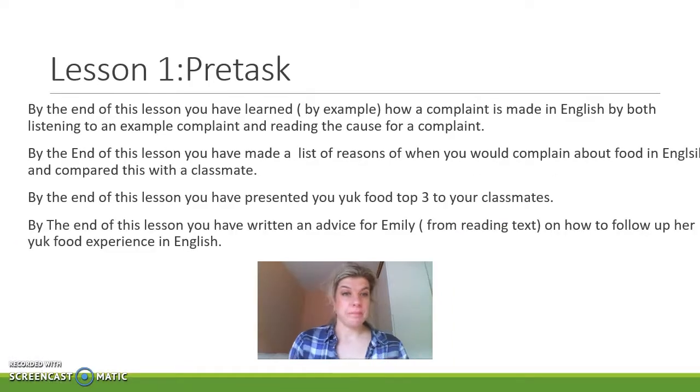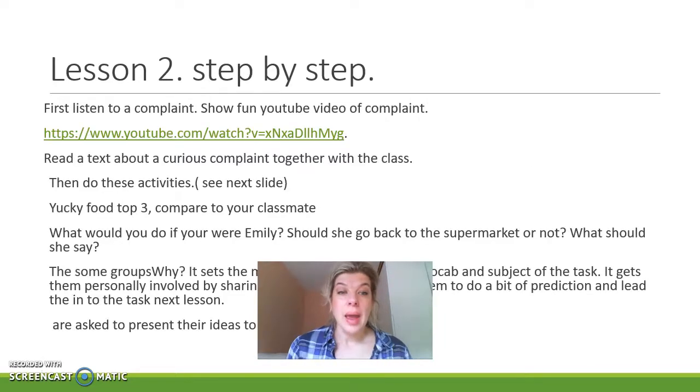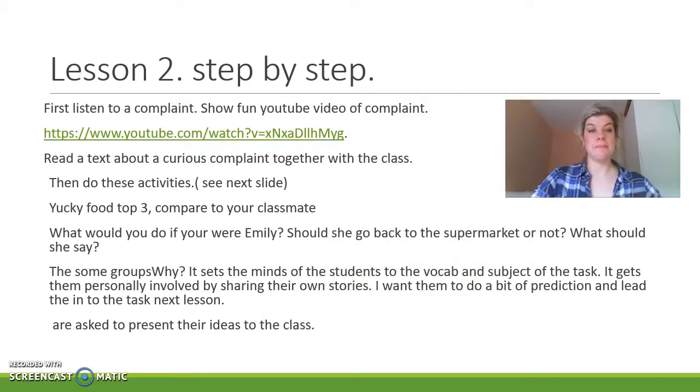So the first lesson is the pre-task. And these are my lesson outcomes. I have 4 of them. And I'll show you the activities that belong to these outcomes. So this is what I've done. I have made them, well, there again, I have to move myself, I guess. Yes.